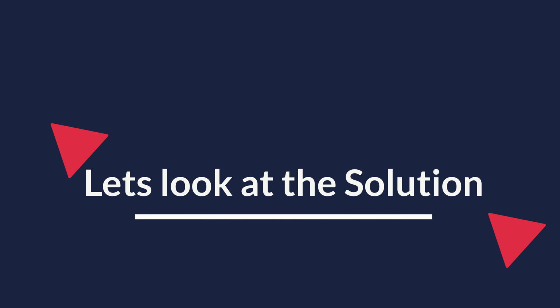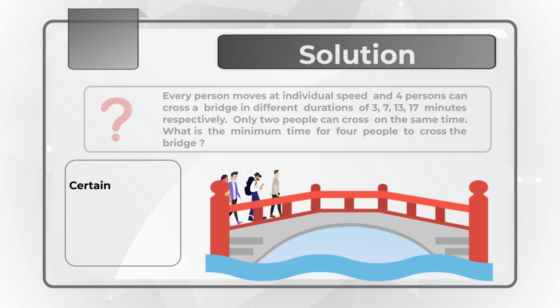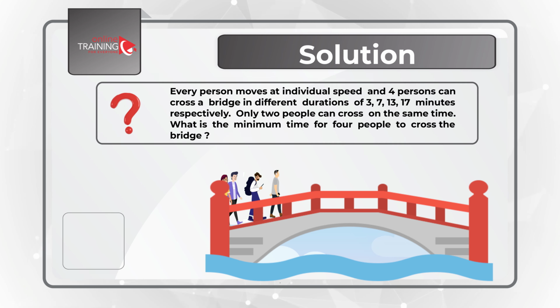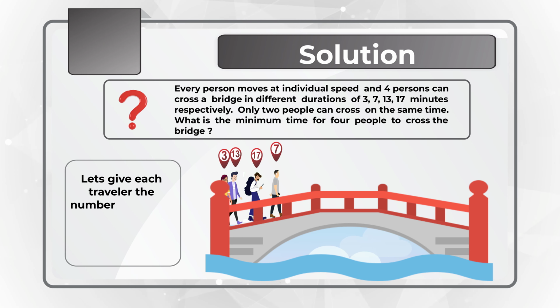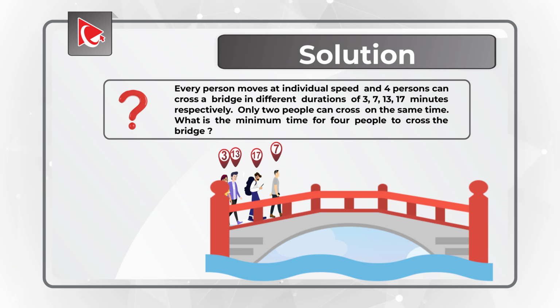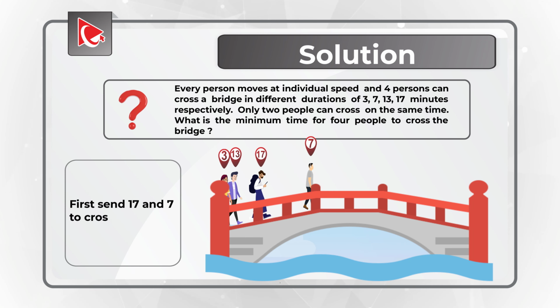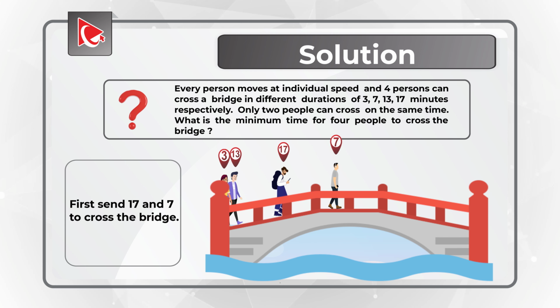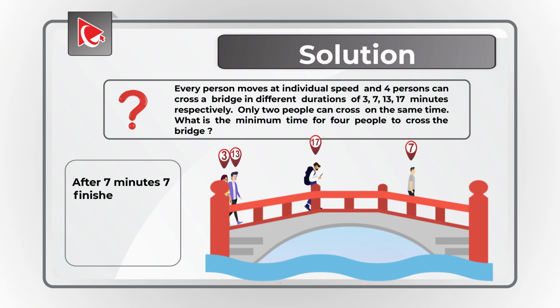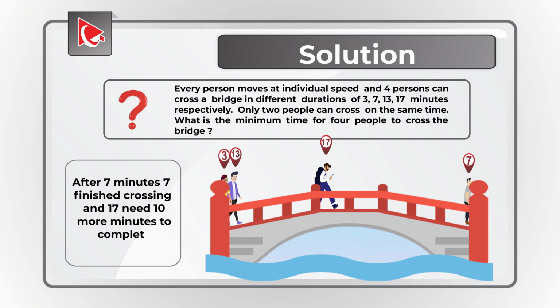As you might have determined, certain sequence provides the best efficiency for travelers to cross the bridge. Let's give each traveler the number based on the speed this person can cross the bridge. We will first send number 17 and 7 at the same time to cross the bridge. After 7 minutes, number 7 finished crossing the bridge. And number 17 needs additional 10 minutes to complete the travel.